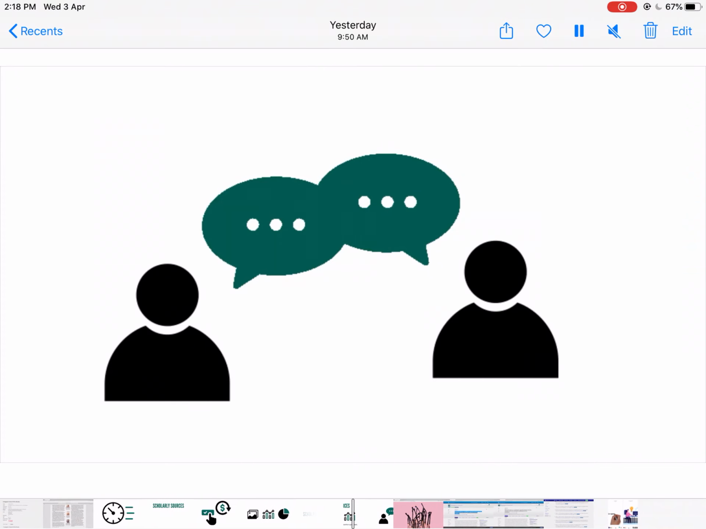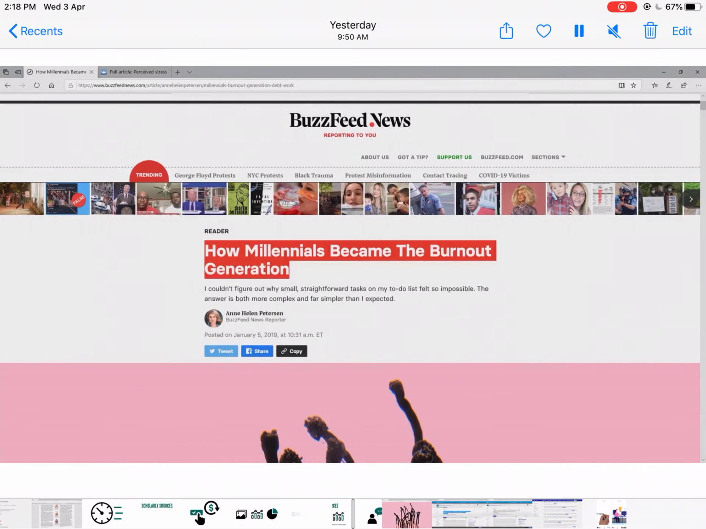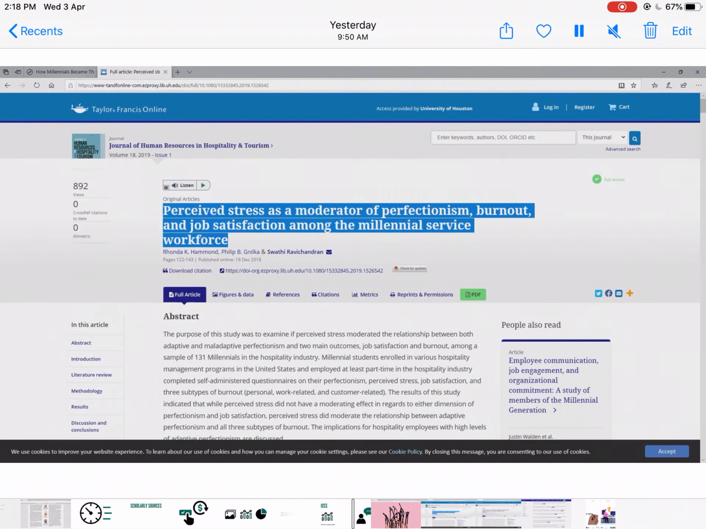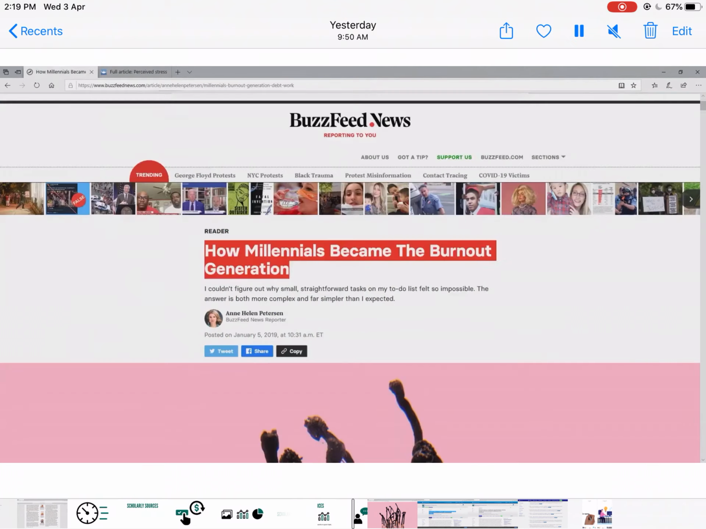Now we have to interact with different people to go for more such details. Here we can see the idea was taken, a keyword search, which is going to take you to a particular scholarly source. One such is given here, Taylor and Francis. There the paper was published: Perceived stress as a moderator of perfectionism, burnout and job satisfaction among the millennial service workforce. This was published in 2018, proven. Since it is peer reviewed, you can say it is correct.